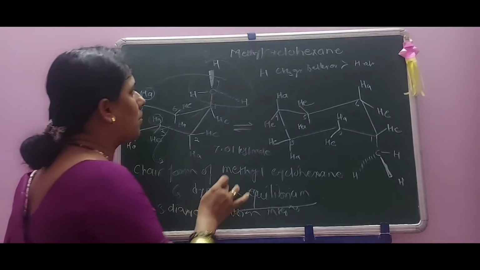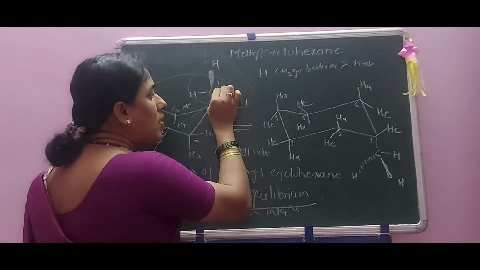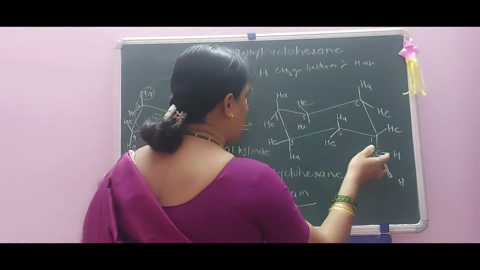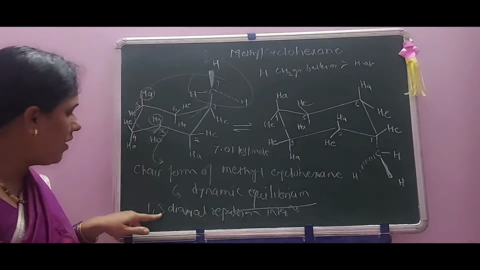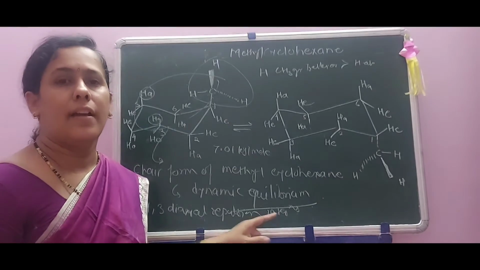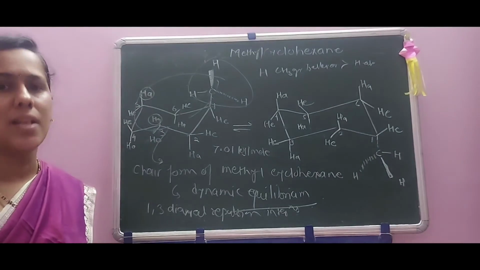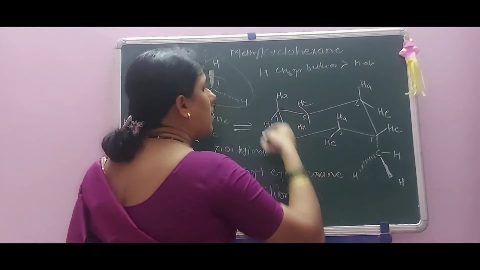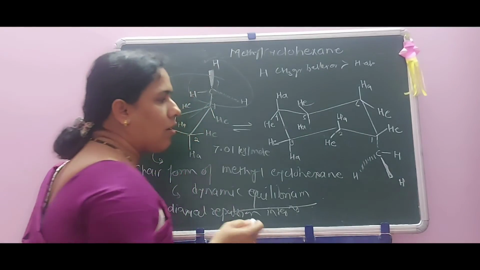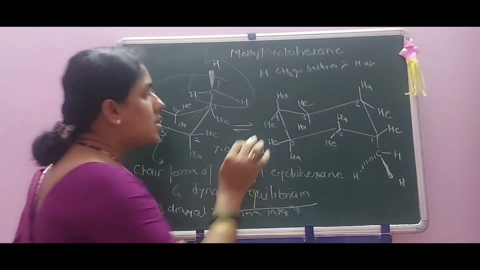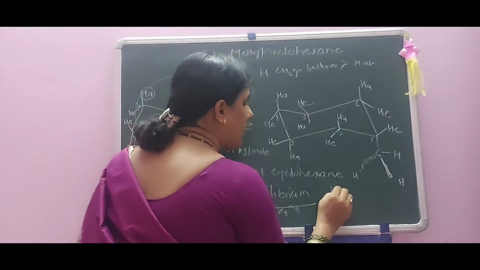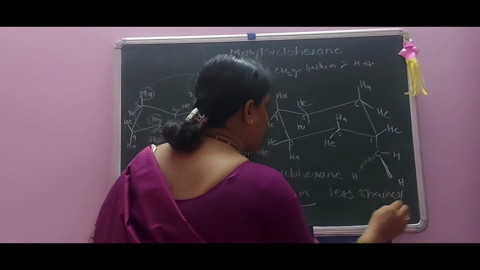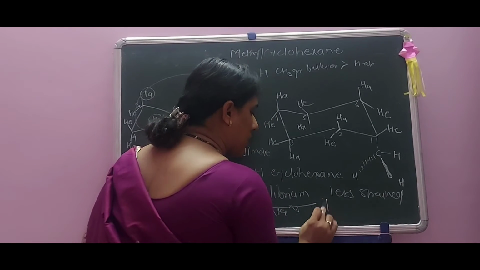Therefore, the methyl group tries to position itself in the equatorial position in order to minimize the 1,3 diaxial repulsion interaction, so as to minimize the steric strain, that is the internal strain in the molecule. Thereby, this configuration of methyl cyclohexane becomes a less strained one and the less energetic one.